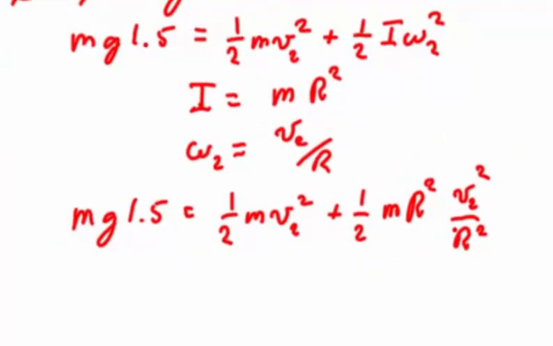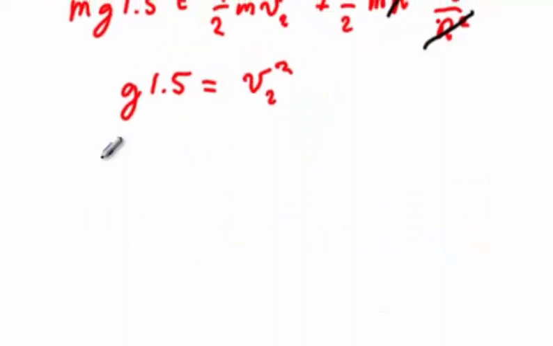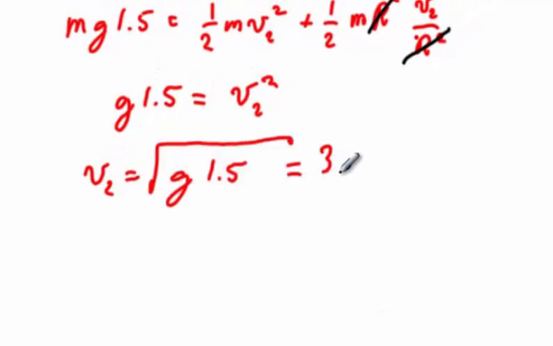This expression yields a very convenient cancellation because the r squared from the omega term will cancel the r squared from the moment of inertia term. We would then have half m v2 squared plus another half m v2 squared, leading to 1 m v2 squared. After canceling the masses, we find the result that g times 1.5 is v2 squared, so that v2 is 3.84 meters per second.